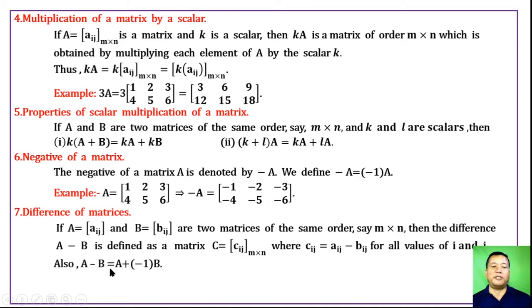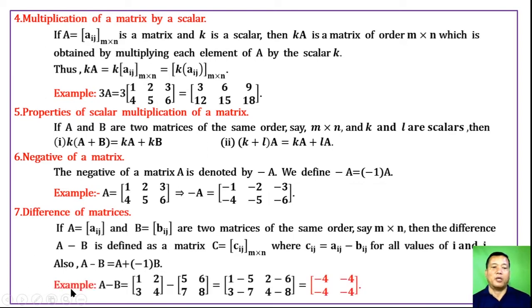Also, A minus B is defined as A plus of minus times of B, that is A plus minus 1 times of B. Example, A minus B is this: 1 minus 5, 2 minus 6, 3 minus 7, 4 minus 8, that is minus 4, minus 4, minus 4, minus 4, and so on.